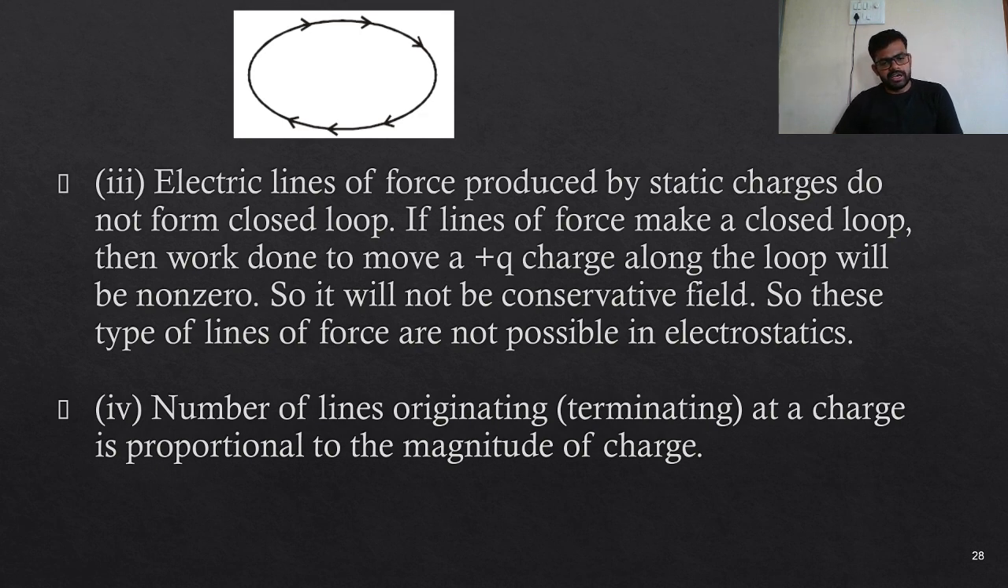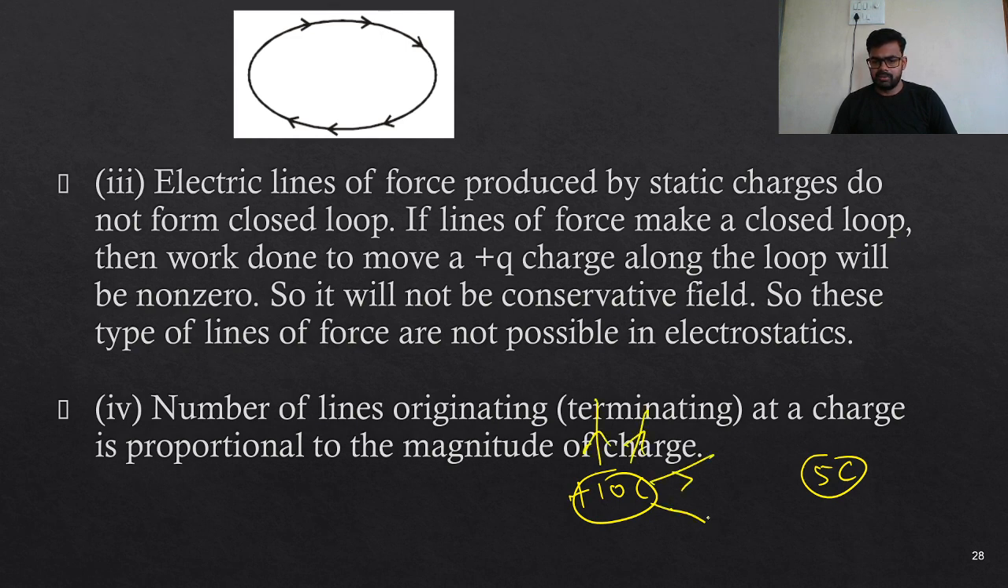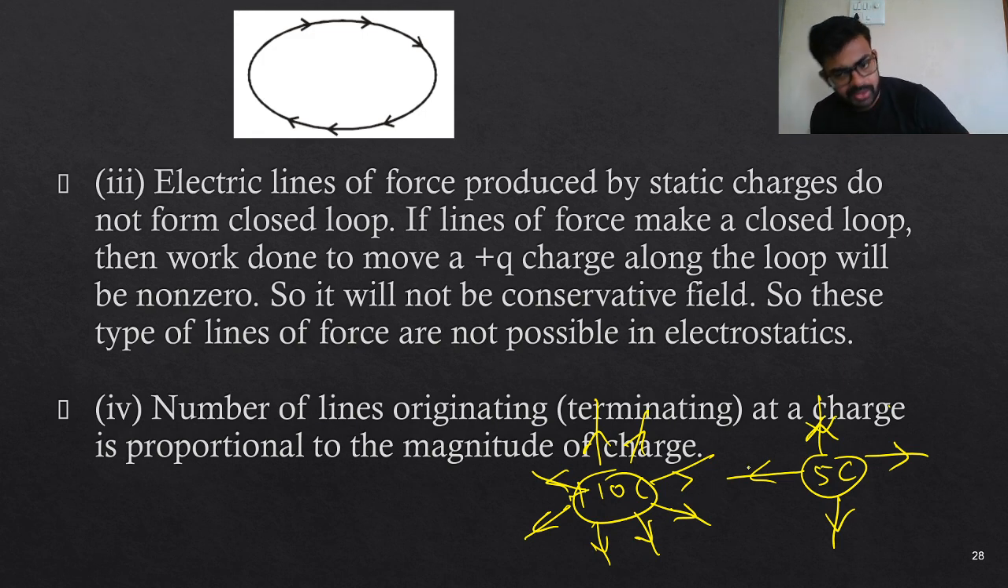Next, the number of field lines originating or terminating at a charge is proportional to its magnitude. Definitely. Let's say I have a 10 coulomb charge and a 5 coulomb charge. So I will say the electric field lines will be more here, and here the electric field lines will be comparatively less. Why? Because the magnitude of charge is more, which means the electric field is more, so the electric field lines are more. Okay, that's all.